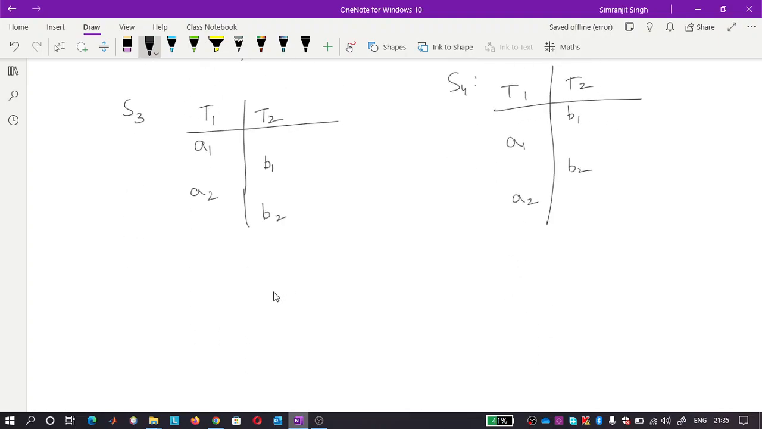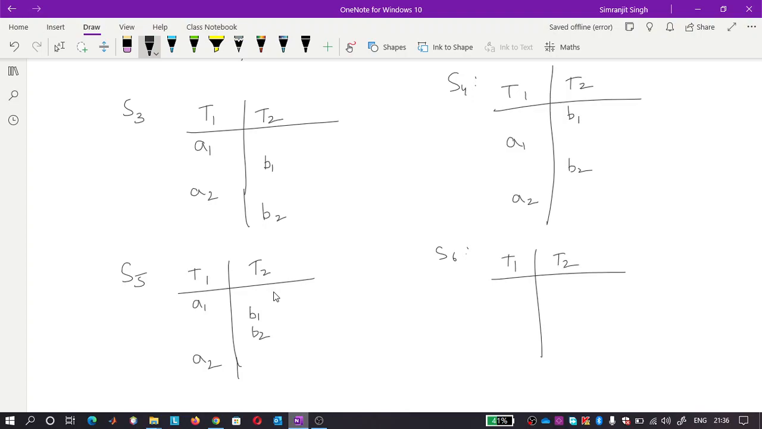Similarly you can take other combinations as well. I'm taking S5 with transaction T1 and transaction T2: I take A1, then execute B1 and B2, and then execute A2. And there will be S6, with T1 and T2. I can do a similar thing here: B1, A1, A2, and then B2. So this can also be another schedule. This is how you can arrange different transactions.